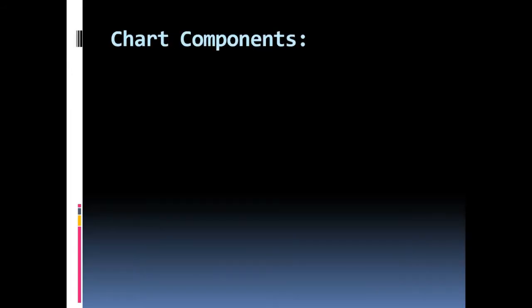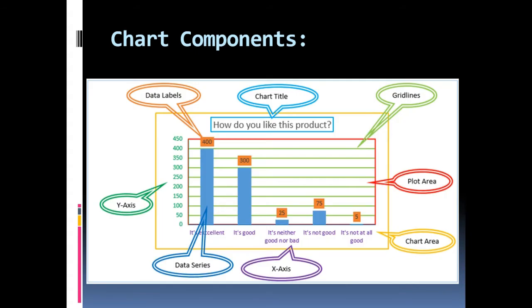Coming to the chart components, meaning what is there in a chart when we create it. This picture shows a chart on a screen with some values and some text in the form of the x-axis, and with a title, data label and many other components. Let's define all these components one by one.